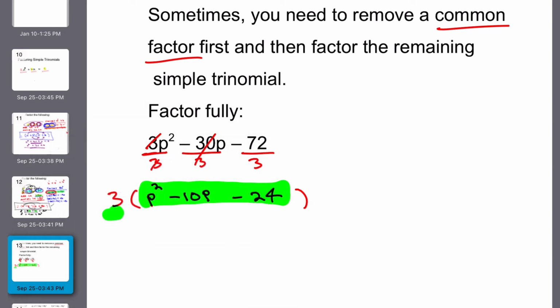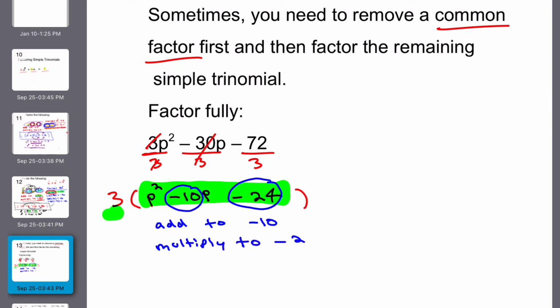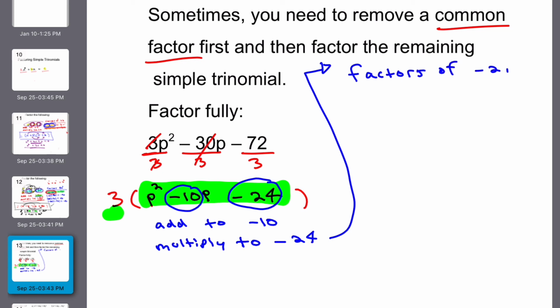Okay, so we need two numbers to add to negative 10. And those same two numbers have to multiply to our last constant of negative 24. So let's start listing factors of negative 24. And again, as soon as you find the one that adds to the negative 10 that you want, then you can stop there.